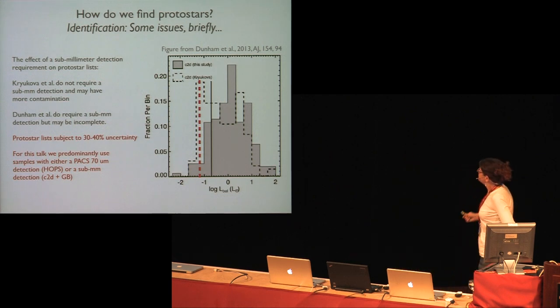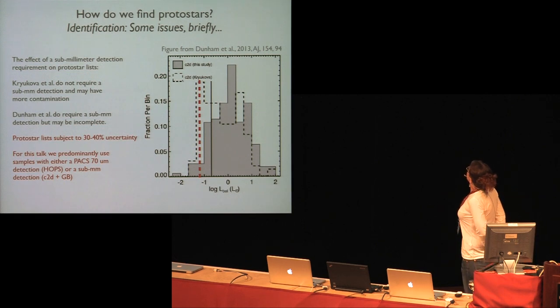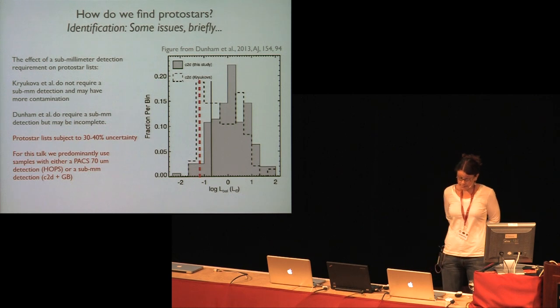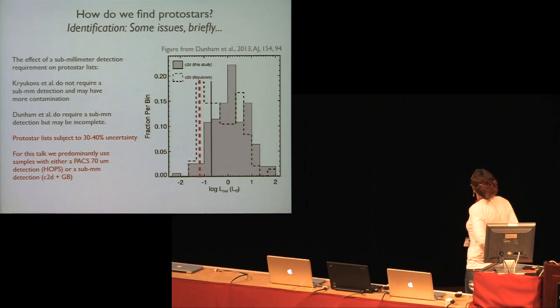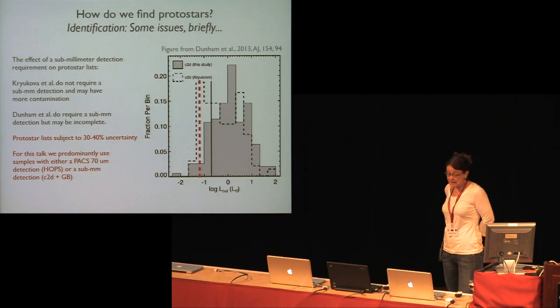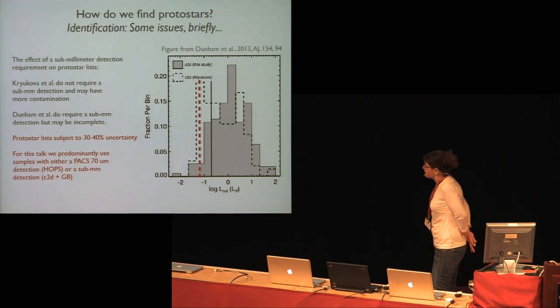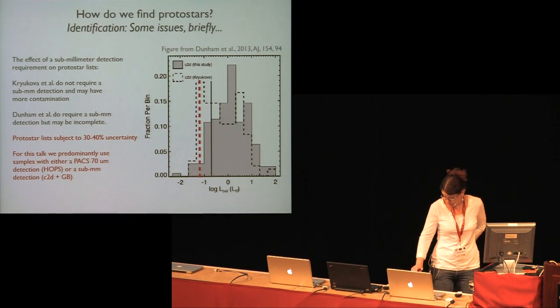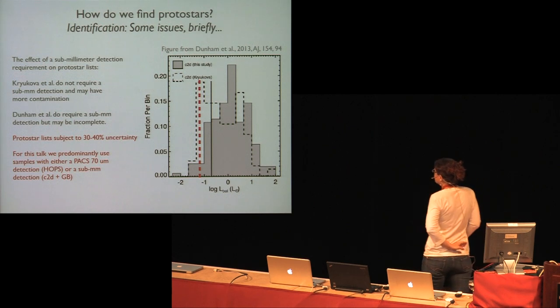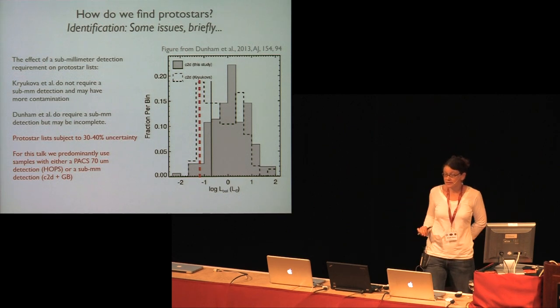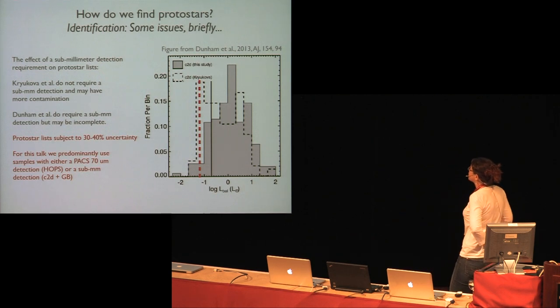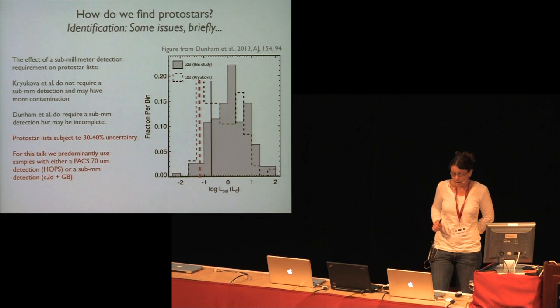In this example, I'm showing the luminosity distribution of protostars from Dunham et al. compared to the Kryukova luminosity distribution as a dashed line. Here we see a discrepancy at low luminosities, which is driven by the Dunham et al. requirement of a submillimeter detection. So it's likely that Kryukova et al. may suffer from elevated levels of contamination, but it's also likely that the Dunham sample may be incomplete. For this talk, I'm going to predominantly speak about protostars that are either detected in the submillimeter or with POX 70 micron data, and that would be the Orion portion.